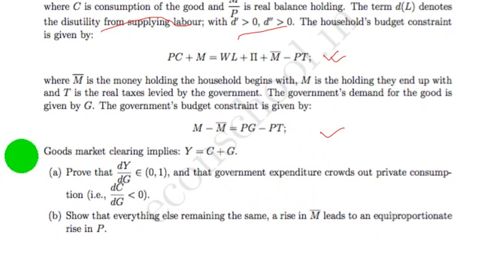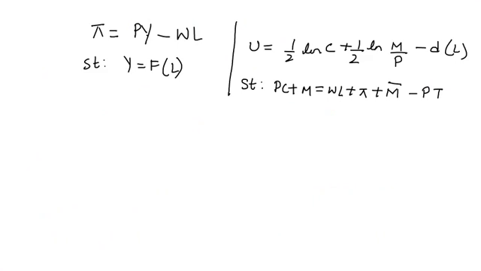Now we need to prove the following two. Let us start off by proving dY/dG belongs to (0,1) and government expenditure crowds out private consumption. From the equations and the question, we have the producer's profit function and the producer's constraints, as well as the utility of the households and the constraints of the utility.